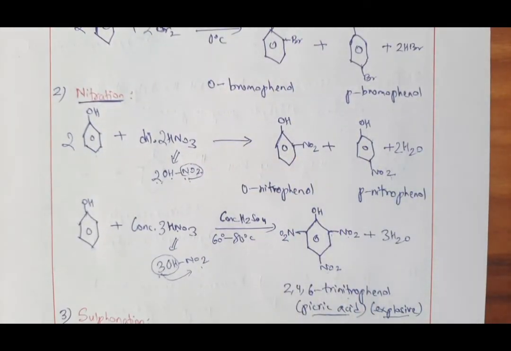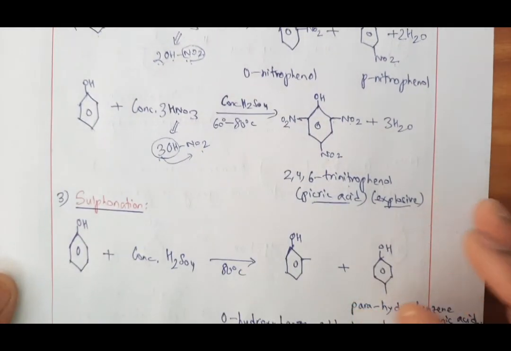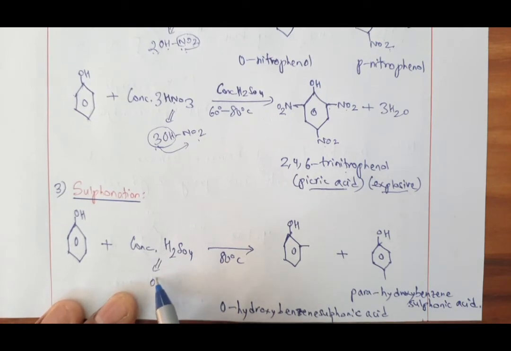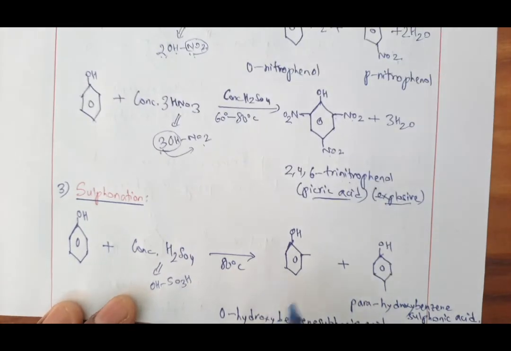So we finished 2 nuclear reactions of phenol. Now the last nuclear reaction of phenol is sulfonation, students. In sulfonation, we react phenol with sulfuric acid using heating at 80 degrees Celsius. Now sulfuric acid, when you break it, we break it somewhat like this, OSO3H. This is how you have to break sulfuric acid, students.